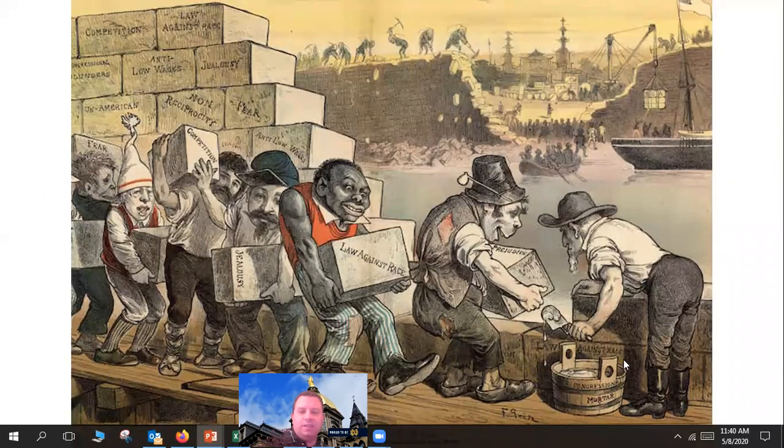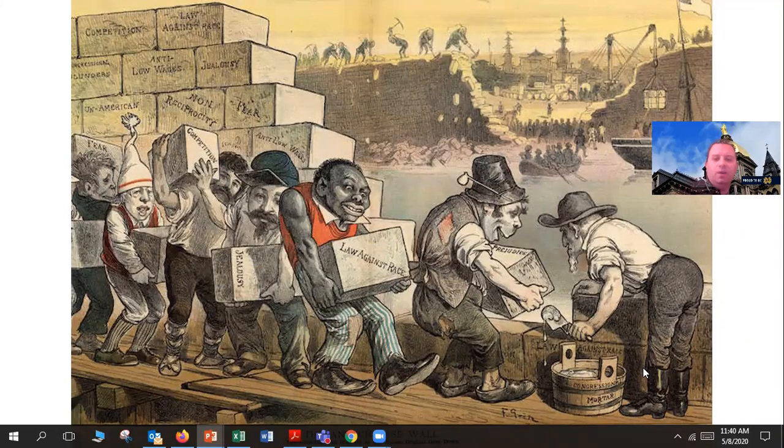And then here, take a look in this cartoon, also showing the same thing. This is that Chinese wall again, and so notice all of the different things that are making up that wall that is designed to keep the Chinese out. This one here says laws against race. We've got jealousy, we've got low wages, we've got competition, we've got fear, on American. So these are all the things that are being used to build the wall to keep the Chinese out.